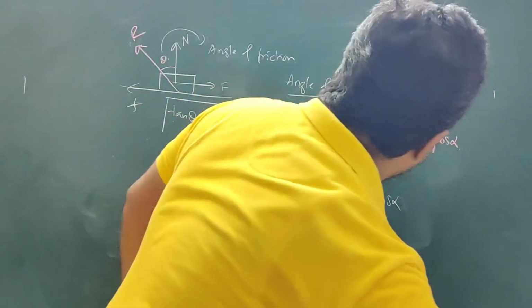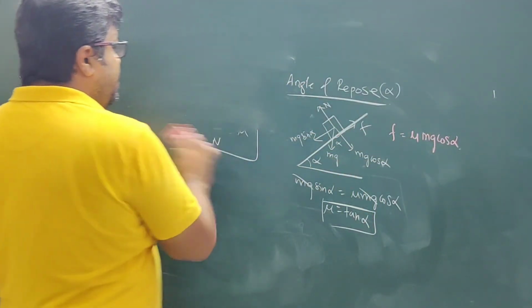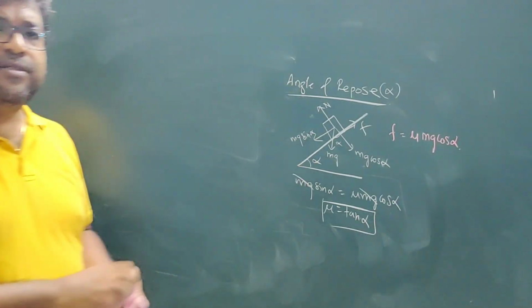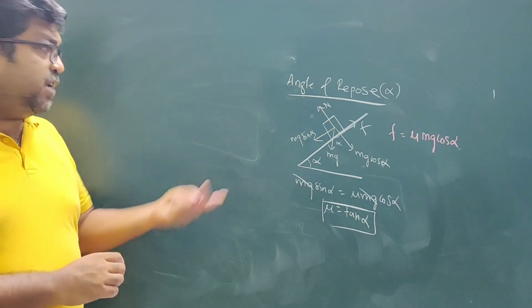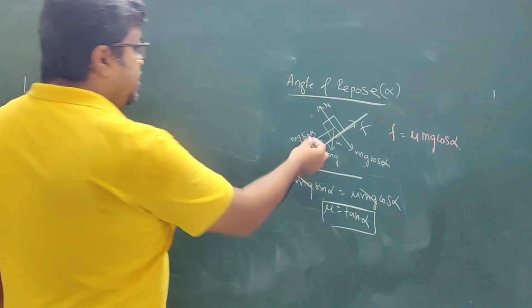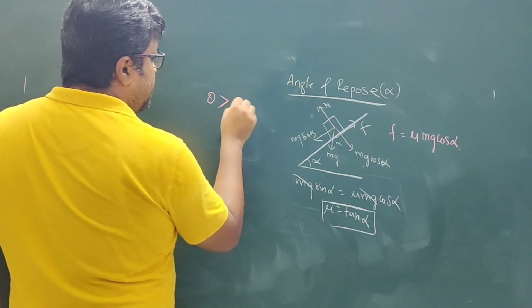Now suppose you have an inclined plane whose inclination is just greater than alpha. So that means the block will come down. So what will be the acceleration of the block? Suppose the inclination is theta and this theta is greater than alpha.